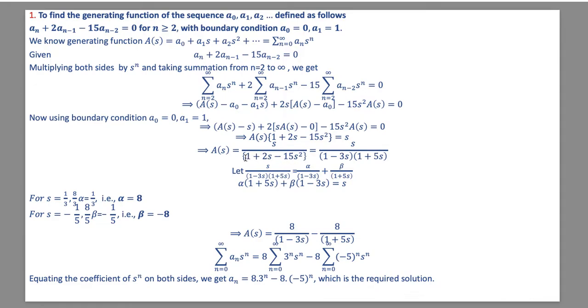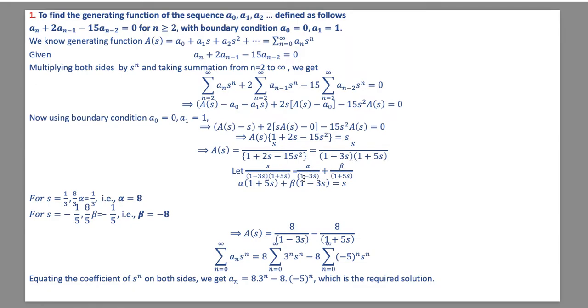If we factorize the denominator, we get 1 minus 3s into 1 plus 5s, because 5 threes are 15, minus 15s square, 5s minus 3s is 2s. Now we will decompose it into partial fractions, and we know how to decompose into partial fractions. Let this be equal to alpha upon first factor plus beta upon second factor. Here you can write A and B also. This hardly matters, because these are constants which we need to determine.